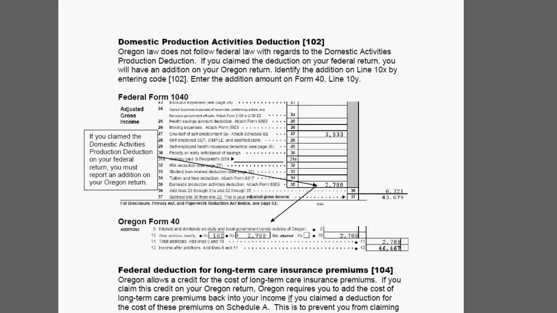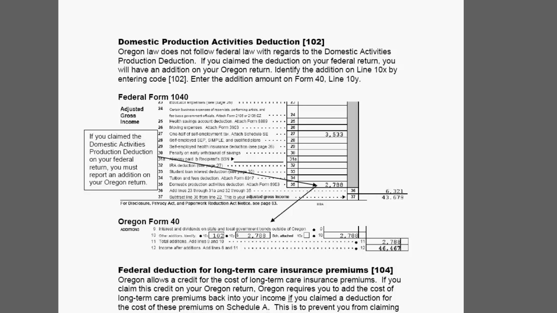And in this illustration here, we have a federal Form 1040 that has been filed. And you can see that the federal Form 1040 has claimed the domestic activities production deduction on line 35. As soon as you have a number on line 35 of your federal return, that's an automatic addition on Oregon. It shouldn't take any more thought than that.